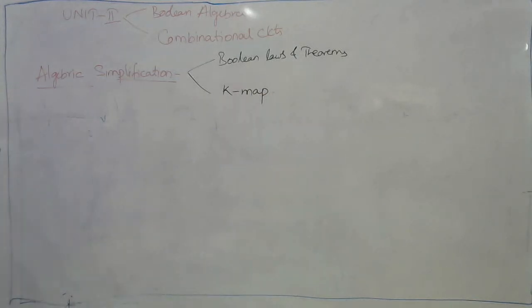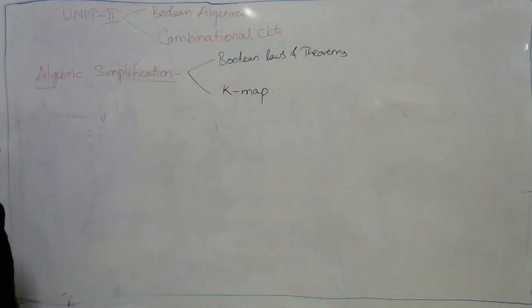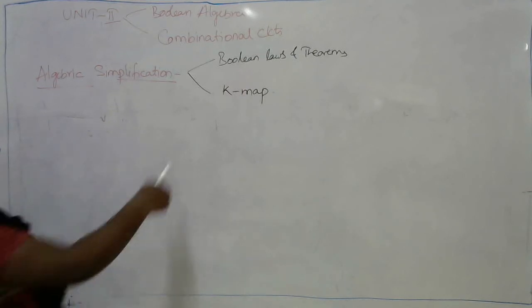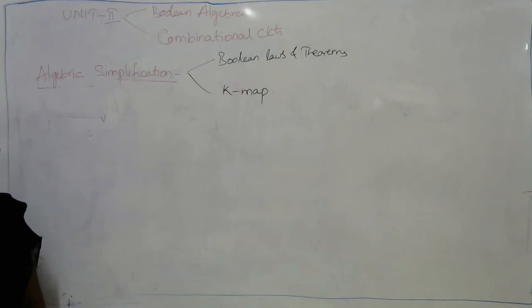In order to simplify any Boolean expression by using Boolean laws and theorems, we need to remember all the laws and theorems. If we are unable to remember those laws and theorems, we cannot minimize the given Boolean expression to the minimum number of literals and variables. But in case of a K-map, without using any laws and theorems, we can directly simplify the expression. So here, let us see the algebraic simplification using Boolean laws as well as the K-map.